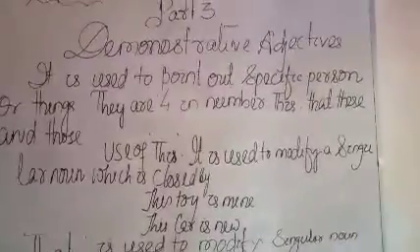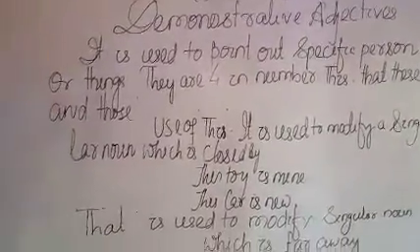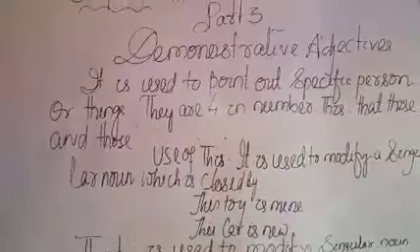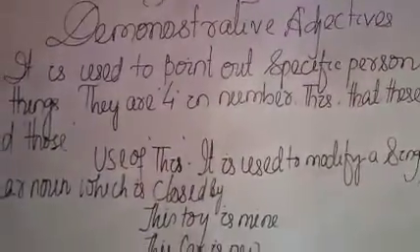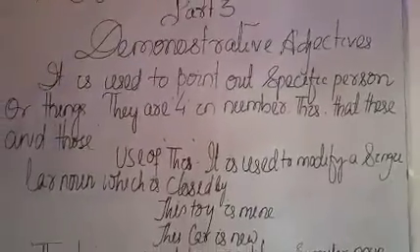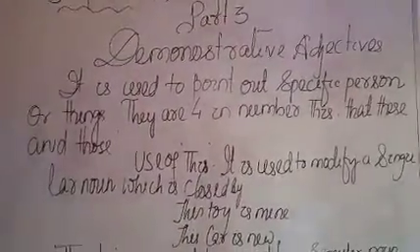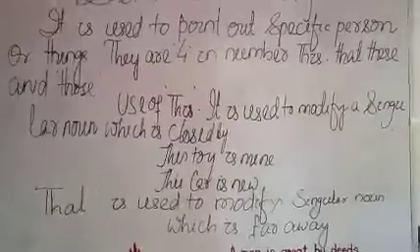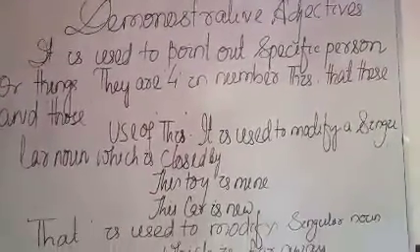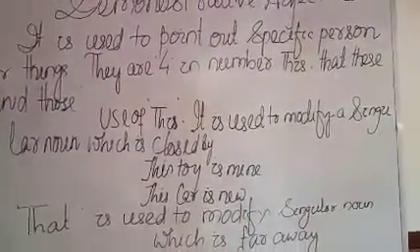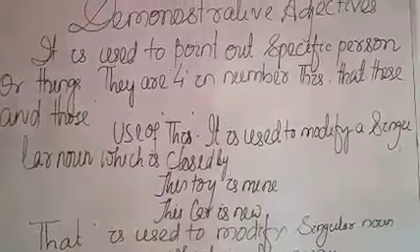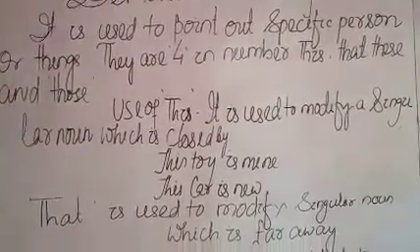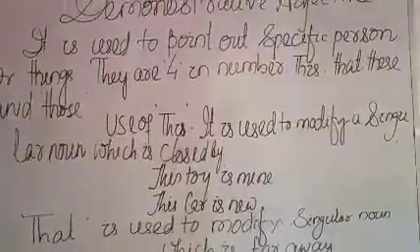Now we go to demonstrative adjectives. Look at the blackboard for demonstrative adjectives. It is used to point out a specific person or thing. There are 4 types of demonstrative adjectives: this, that, these, and those are all demonstrative adjectives.